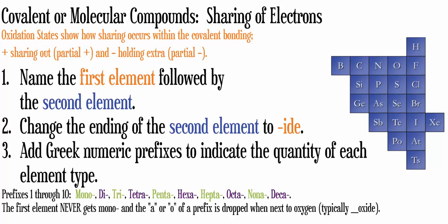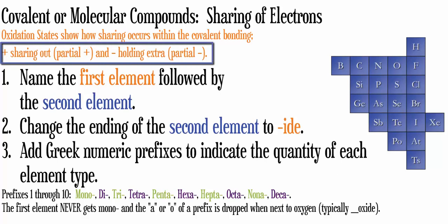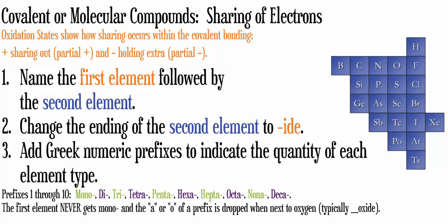Covalent or molecular compounds involve the sharing of electrons. The oxidation states that are found on the periodic table show how sharing occurs within a covalent bond. These are not charges per se. They simply show a partial positive or a partial negative as more electrons are shared out or more are tugged on and held onto.